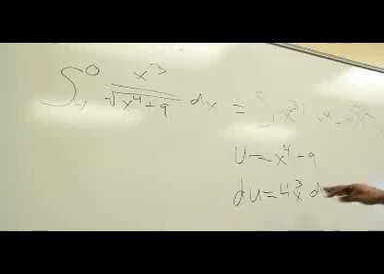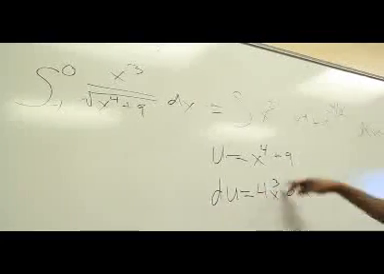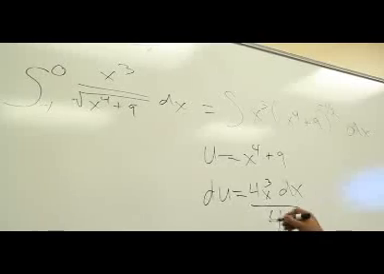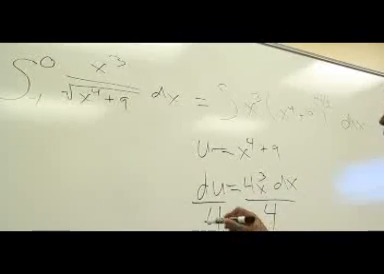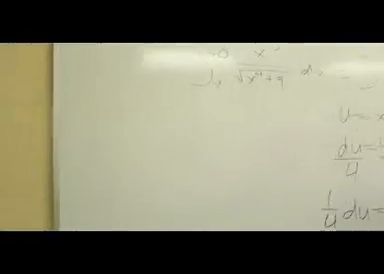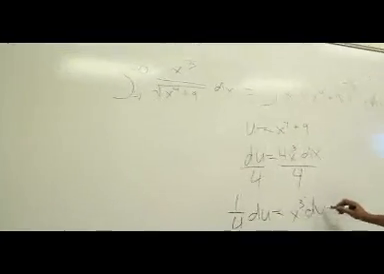Now for our du, we have a dx and an x cubed, but we don't have a 4. So we have to take our 4 out by dividing both sides by 4, as we know. So this will make it equal 1/4 du equals x cubed dx.